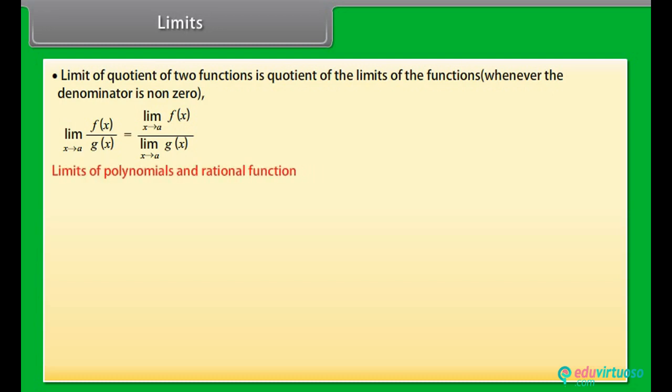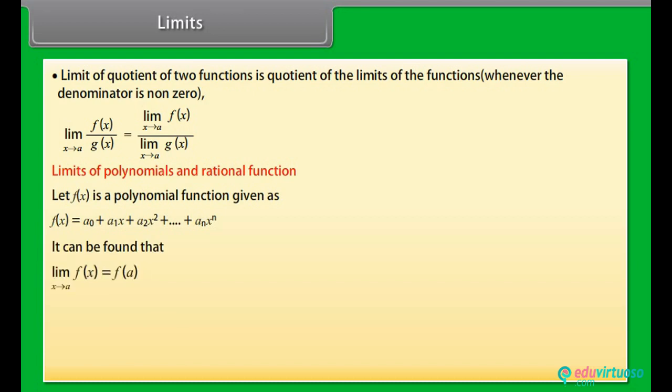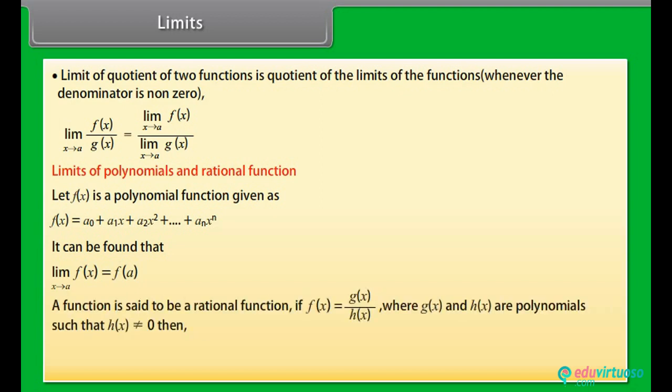Limits of polynomials and rational function. Let f of x be a polynomial function. It can be found that limit x tends to a of f of x is equal to f of a. The function is said to be a rational function if f of x is equal to g of x upon h of x, where g of x and h of x are polynomials such that h of x is not equal to 0.